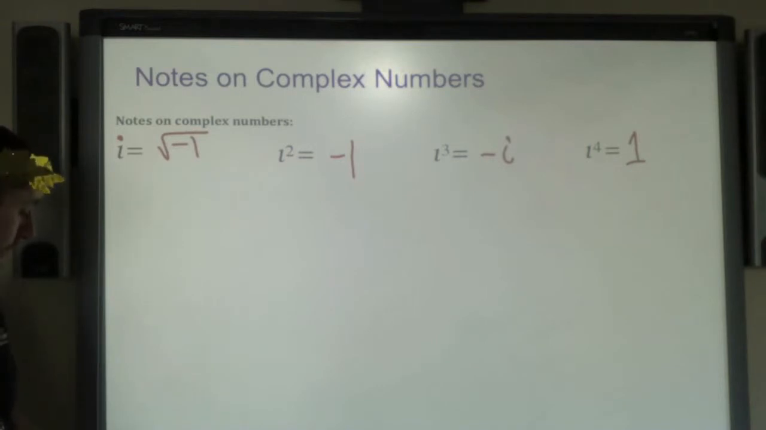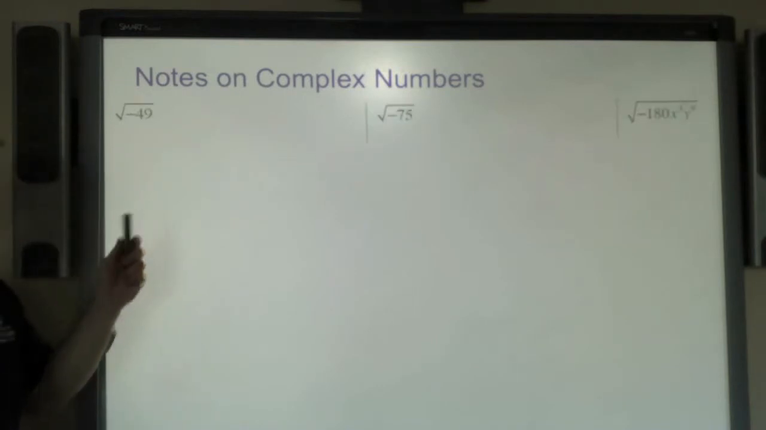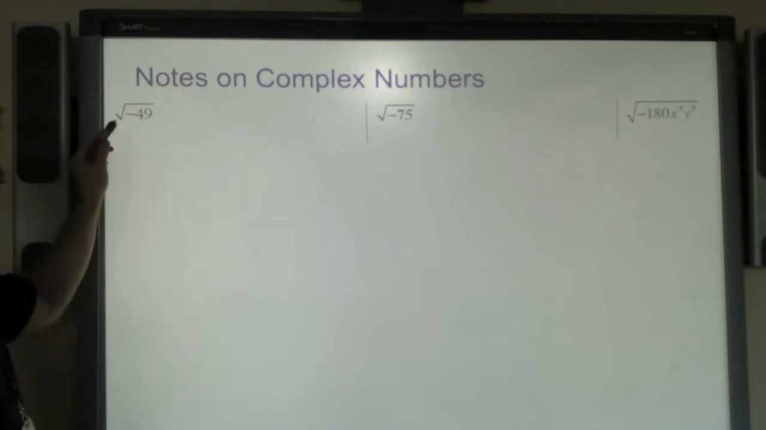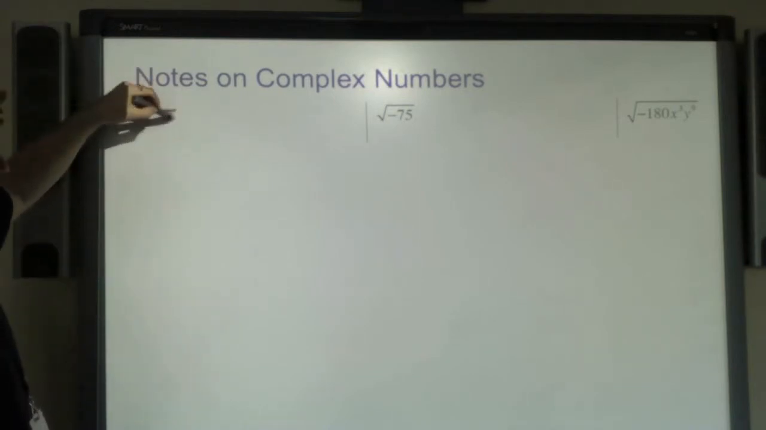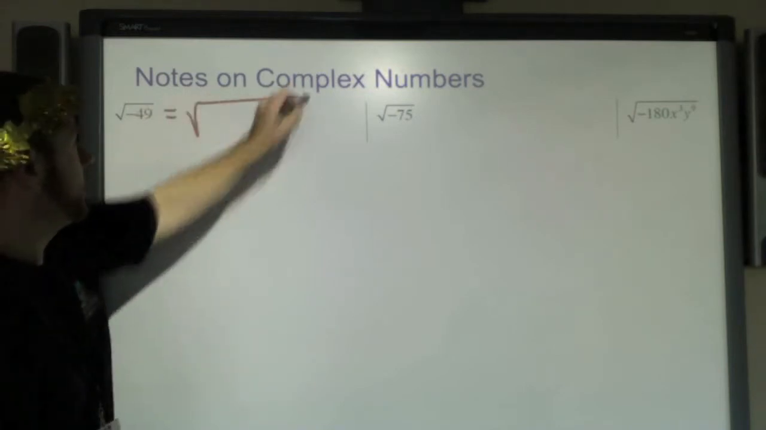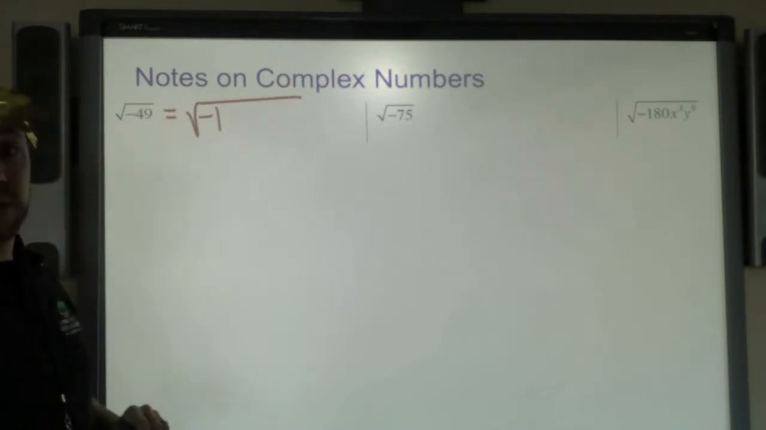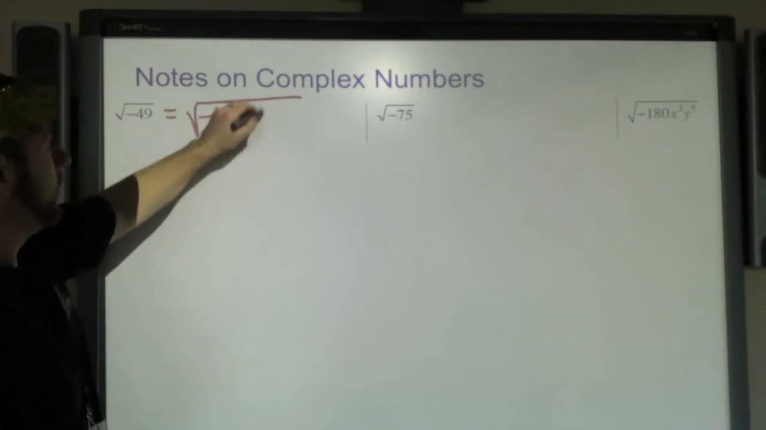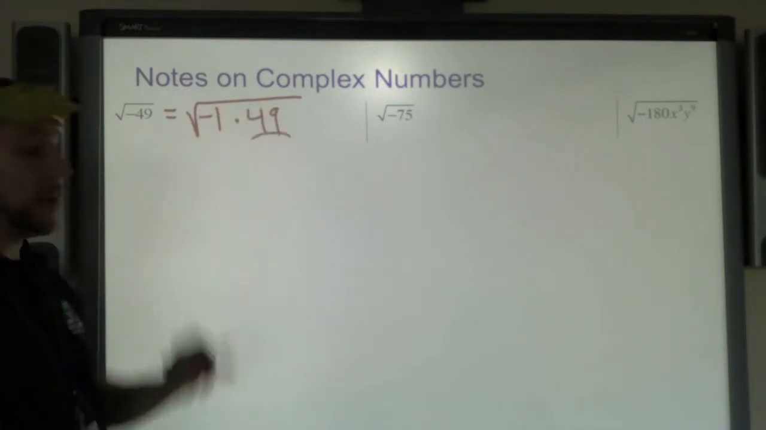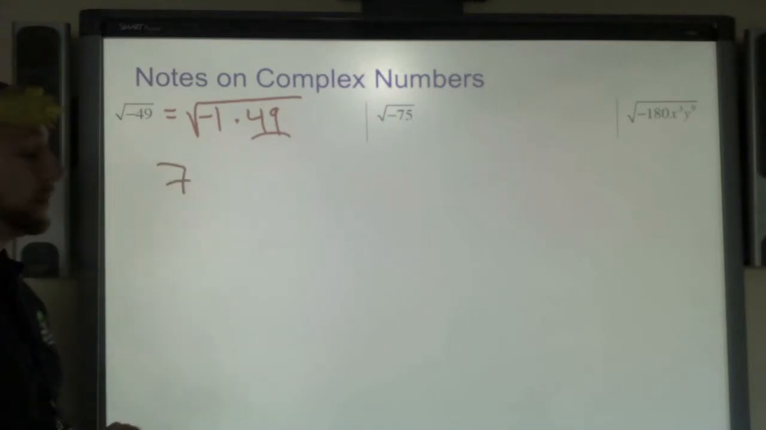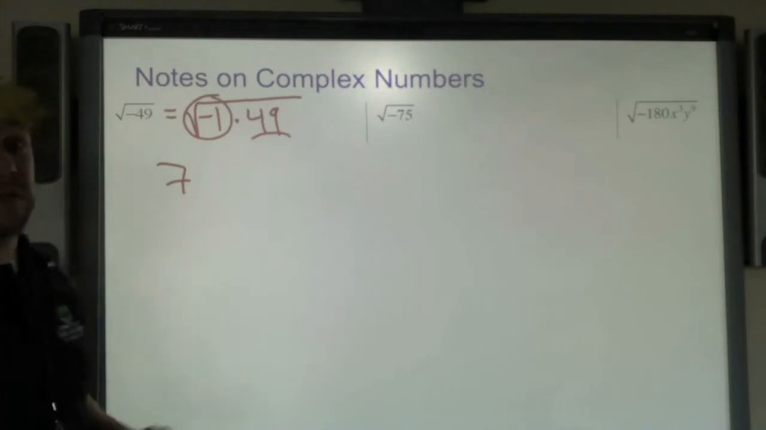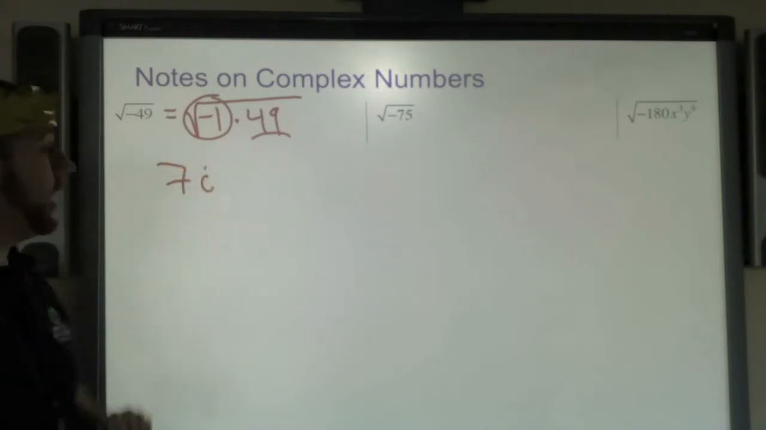So the first thing we do is we have to look at the square root of -49. So I split it into its positive and its negative. So it's -1 times 49. Now, I know the square root of 49, that's 7. And I just learned that the square root of -1 is i. I'm done. 7i is my answer.